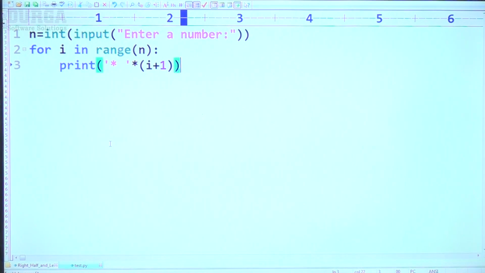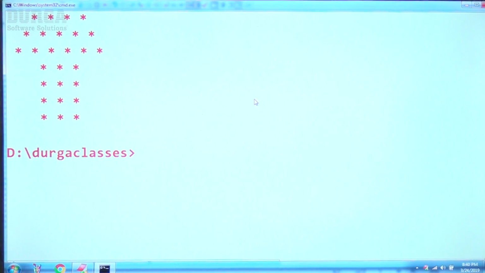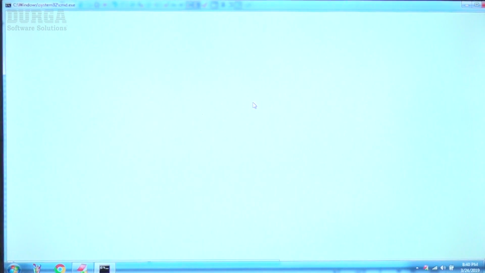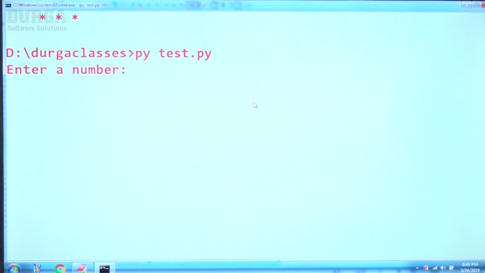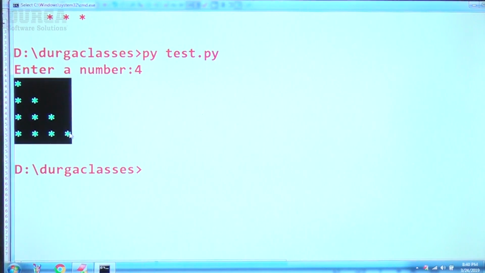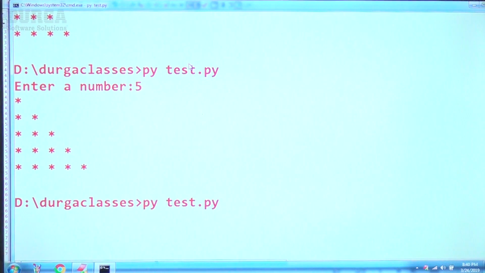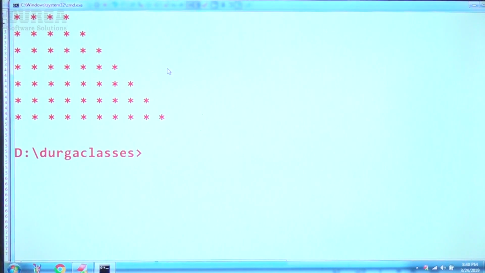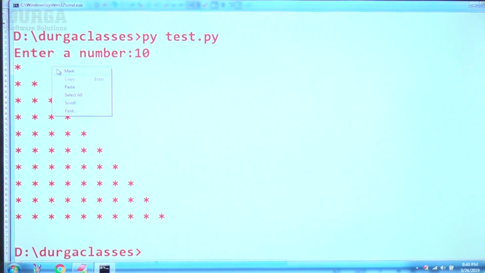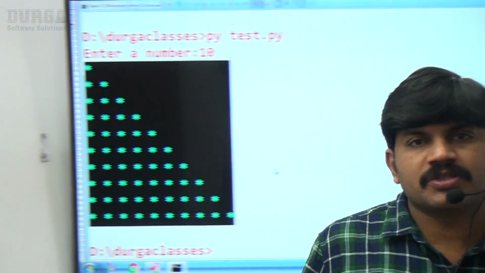Now let me execute this code, sir. If I execute this code, what is the output you are going to get? Yes, observe, enter a number 4, sir. Yes, the first half is ready. Are you getting? The first half of the pattern is ready. Now let me consider 5. Yes, let me consider 10, like, sir, the first half is ready. Well, sir, now what about the second half? What about the second half, sir?